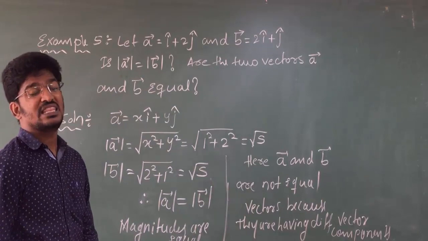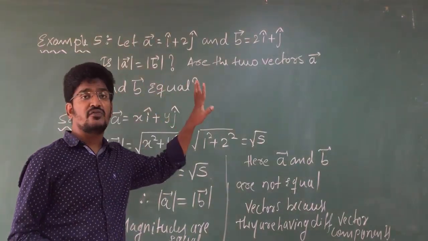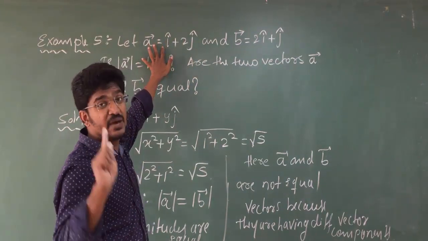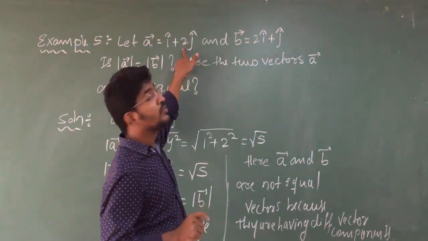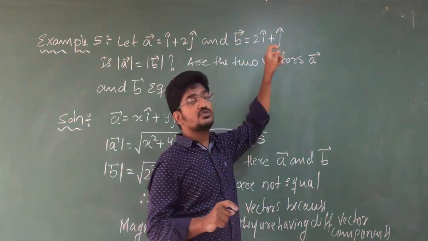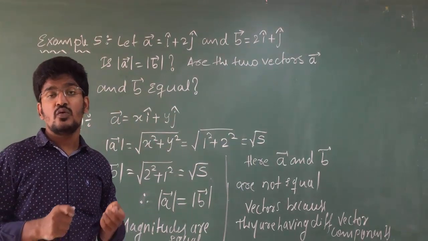But they are not equal vectors because their vector components are different. Here the coefficient of i cap is 1, here the coefficient of i cap is 2; the j cap component is 2 here, and here the j cap component is 1. So for that reason, vector A cannot be equal to vector B.